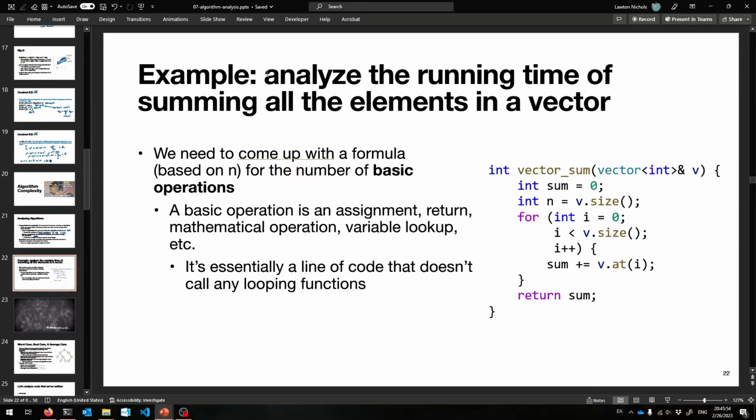Let us analyze the running time of this idea of summing all the elements in a vector. All right, so here's the code. I am going to walk you through it very slowly, but it's going to take a vector of a bunch of things, and it's going to give back the sum of all those things, which is, again, just an int because it's a vector of ints.